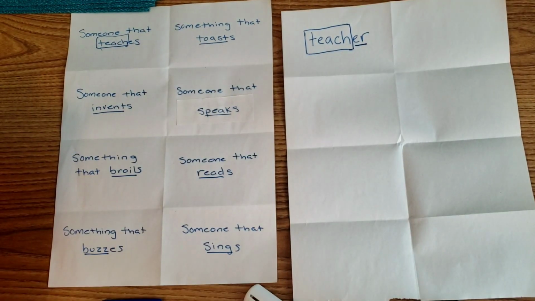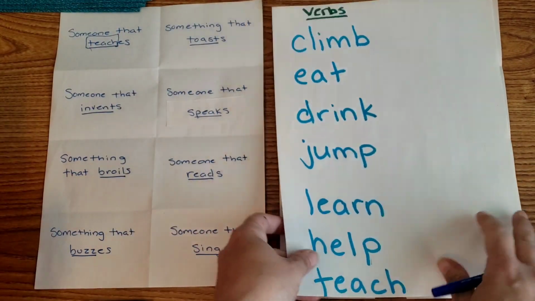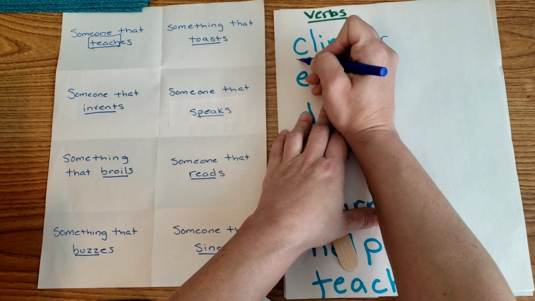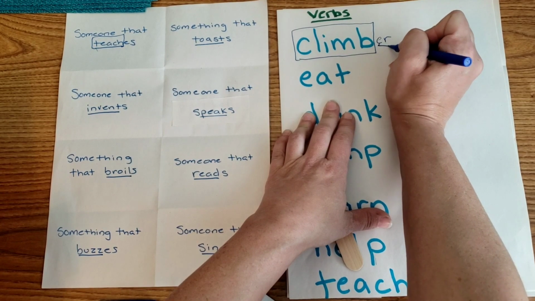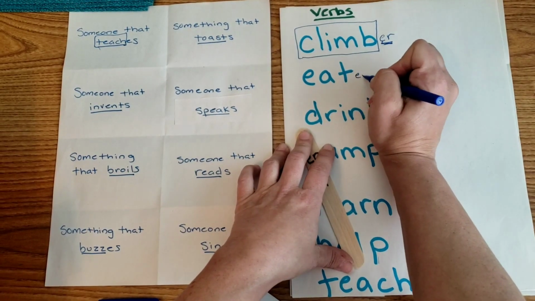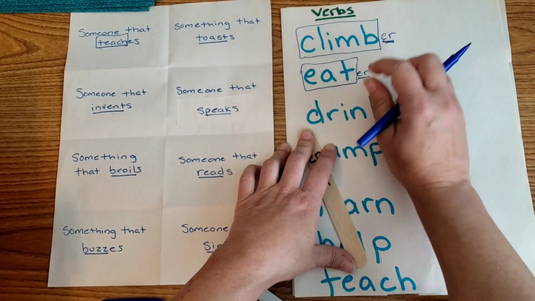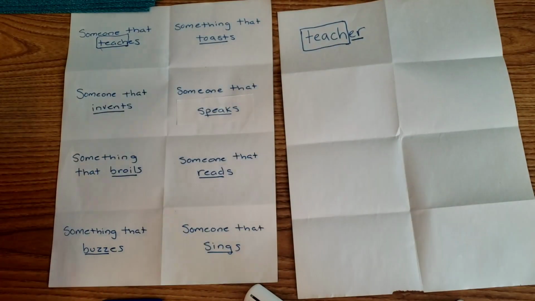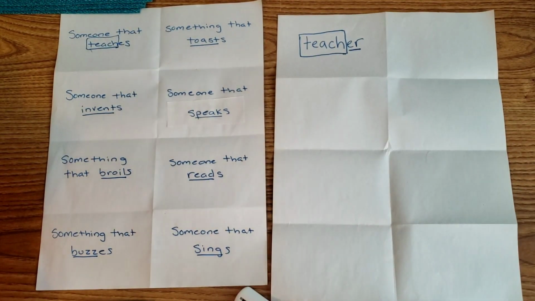So in each one, let me see, I'll give you another example. So if I went ahead and did this, and it had added my ER, I would put a box around climb, because that's my base word, my verb that I start out with, and I'm going to underline my suffix. So climber is someone who climbs. I'd put a box around my base word, the verb you start out with, eat, and I'm going to underline my suffix. Eater is someone that eats. Okay? So on your page, on your 8 squares, you're just going to have a word with part of it boxed and part of it underlined.